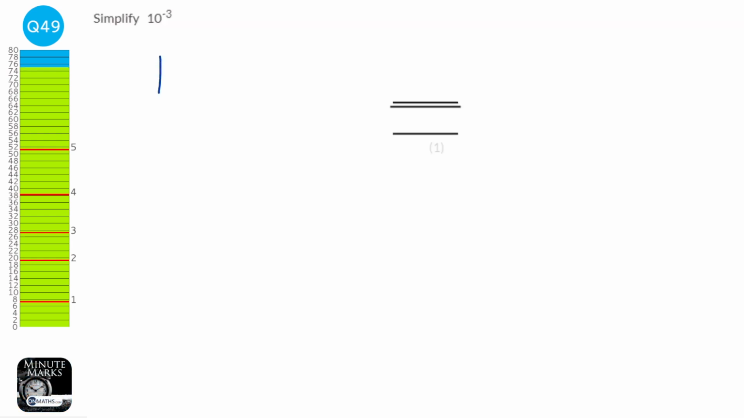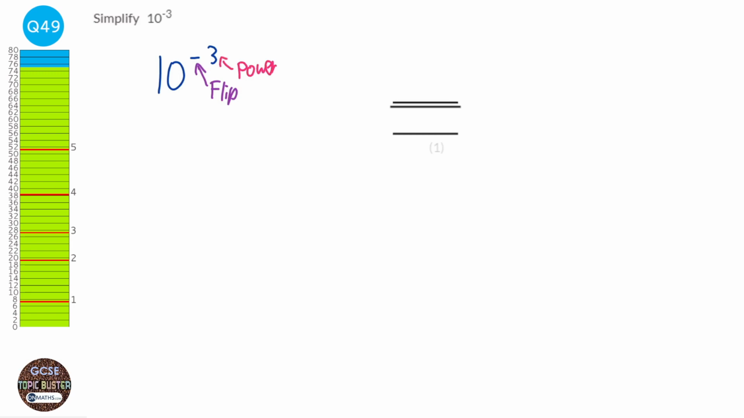There's two parts to this power. I'm just going to do it a bit bigger so we can see. We've got the negative here, and the negative will mean that we will find the reciprocal, and we've got this 3 here, which is just what the power will be. So how do we find the reciprocal?